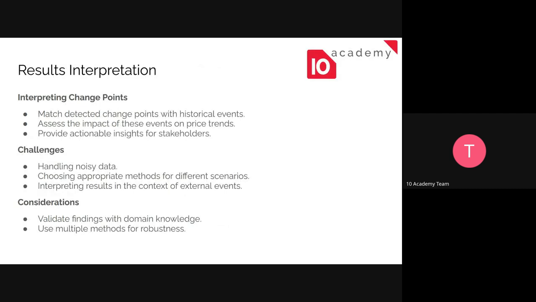After that you have result interpretation, so interpreting the change points. You have to match the detected points with historical events, as we have discussed, and assess the impact of these events on the price trend. So was it a positive change or was it a negative change, and how much effect does it have? And you have to provide actionable insights for the stakeholder. So the first step is detecting the events and the points, the second one is correlating them, and the third one is communicating your results.